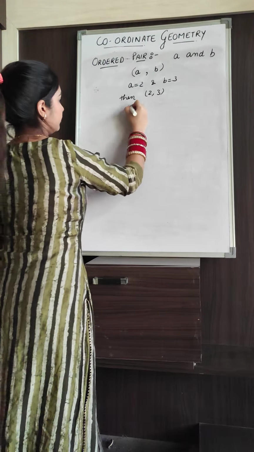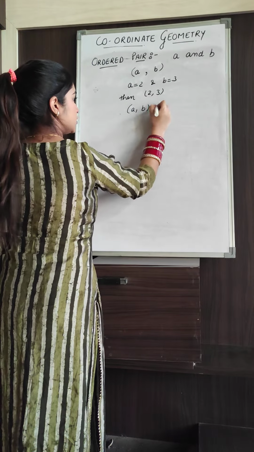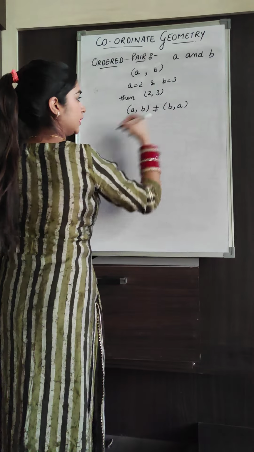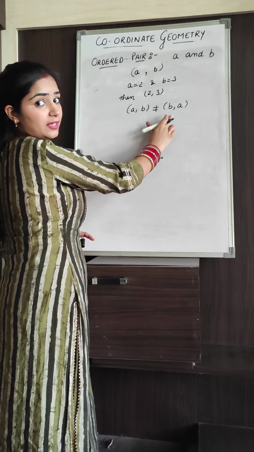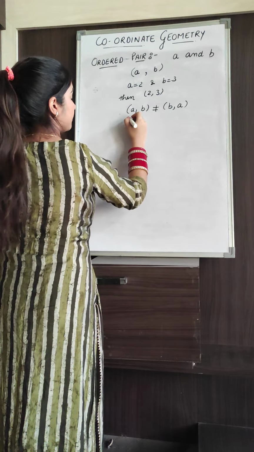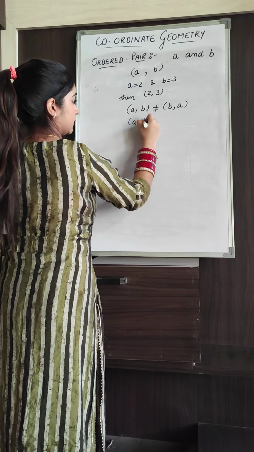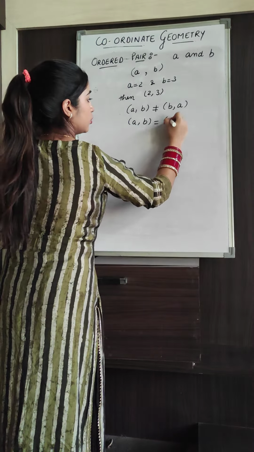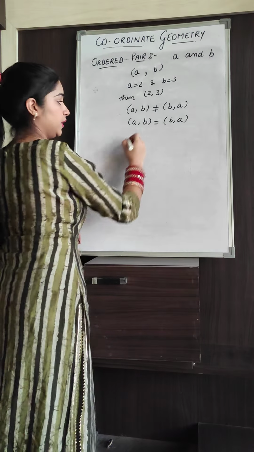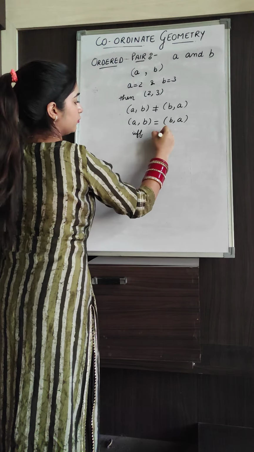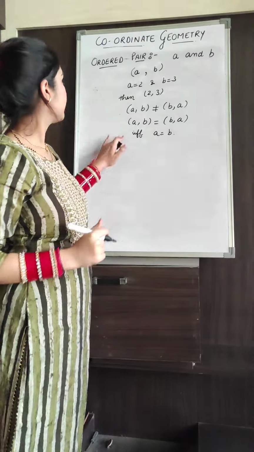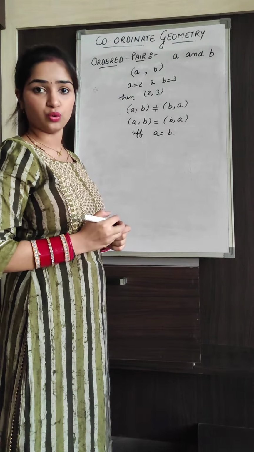In general, we have ordered pair (A, B) is not equal to ordered pair (B, A). But this equality holds in some conditions. For example, ordered pair (A, B) is equal to ordered pair (B, A) if and only if A is equal to B. I hope the definition of ordered pair is clear to you all.